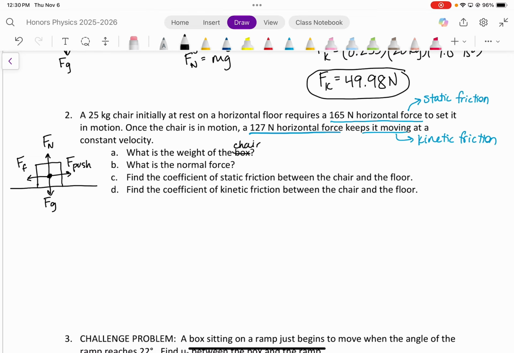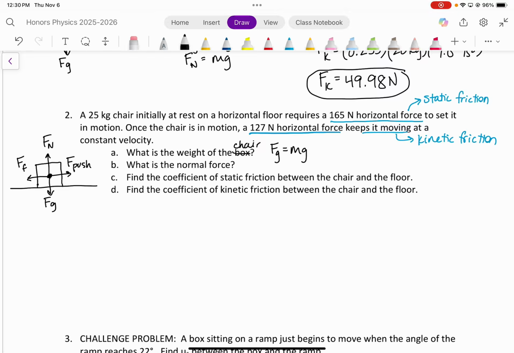All right, so what is the weight of the chair? How am I going to find the weight of the chair for question A? I need to not turn something into newtons. I need to calculate something that will end up being newtons. How do I do that? What is the formula? We just wrote it in the last problem. Fg is our weight. What does that equal? Mass times the acceleration due to gravity.